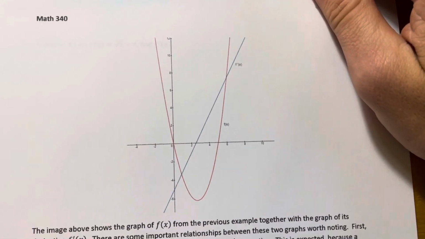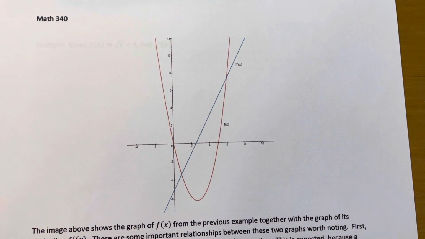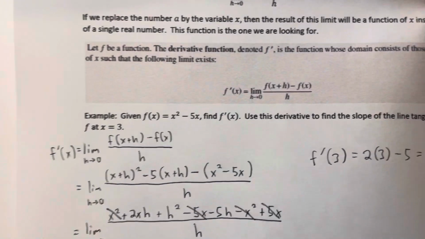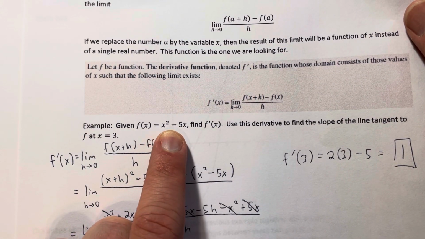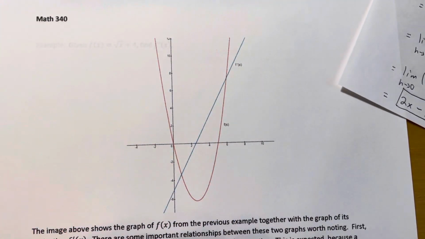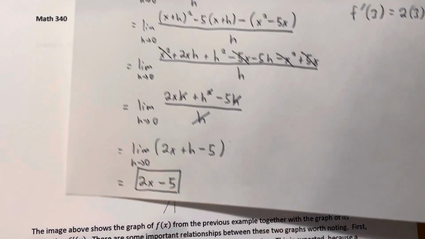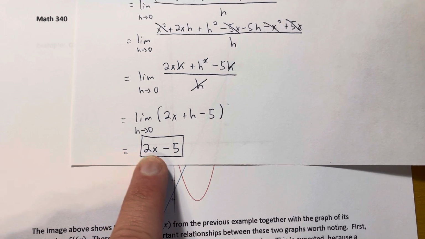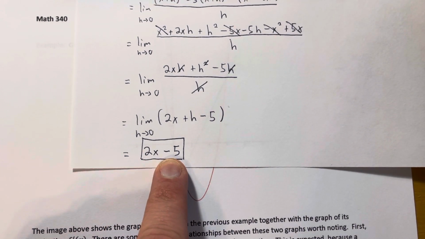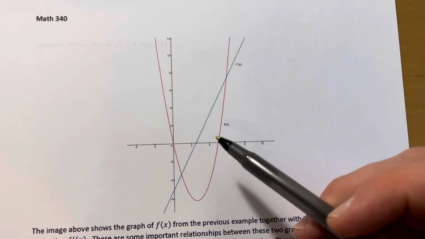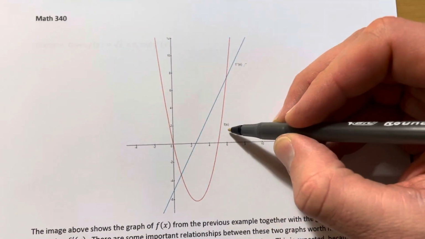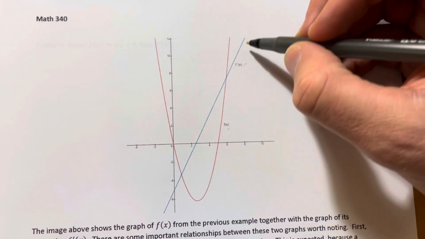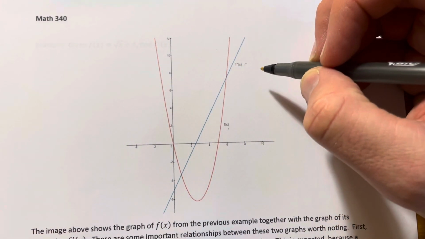Now, right here, I have a graph of the function from that previous example. So again, here's that function, x squared minus 5x. Because it's a quadratic function, we would get a parabola from that. It's that red parabola. And then notice my derivative, 2x minus 5, that's a linear function. So the graph of that derivative is a line. It's a little bit small on the page here, but the red graph is f of x. The blue line is f prime of x. That's what it says right here.